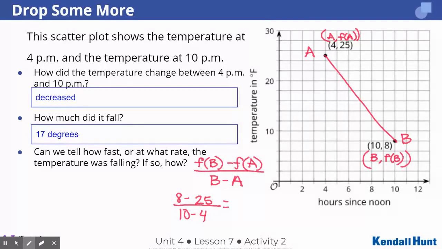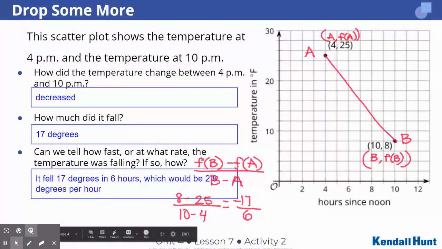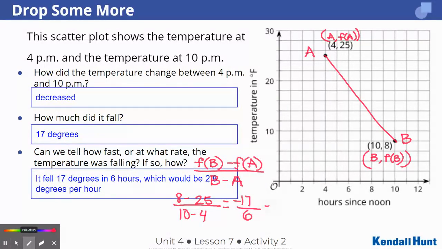So 8 minus 25 would give us a negative 17 over 6. This tells us that the temperature changed 17 degrees in 6 hours. And we can simplify that by just doing the simple division. So 17 divided by 6 in your calculator gives you negative 2.8. So the average rate of change would be negative 2.8 degrees per hour.